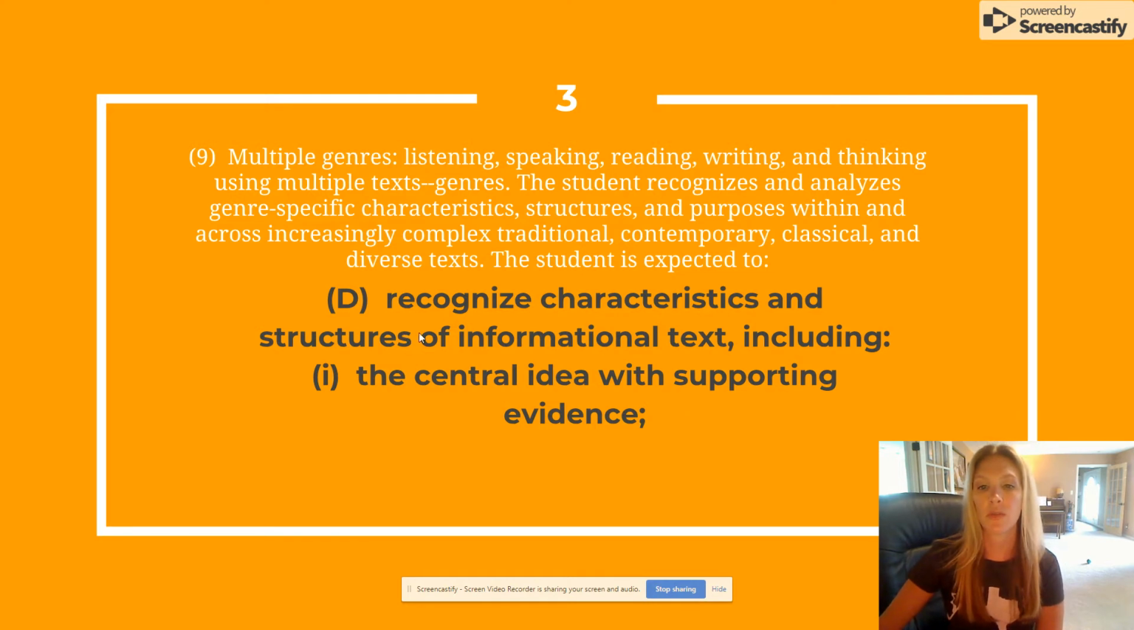So we know that we're dealing with informational text, and we're trying to get students to recognize characteristics and structures of informational text. Specifically, we're looking at the central idea with supporting evidence. So we're looking for a student to maybe find the central idea with supporting evidence from an informational text. Recognize, again, is not one of those measurable verbs, so we have to figure out a verb that looks like recognize, which is more at the understand level. The central idea with supporting evidence.